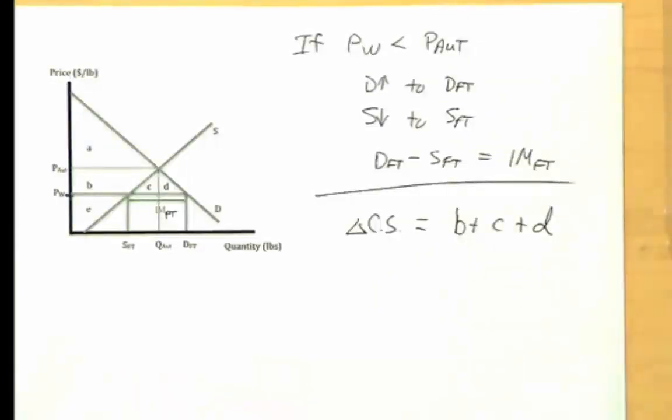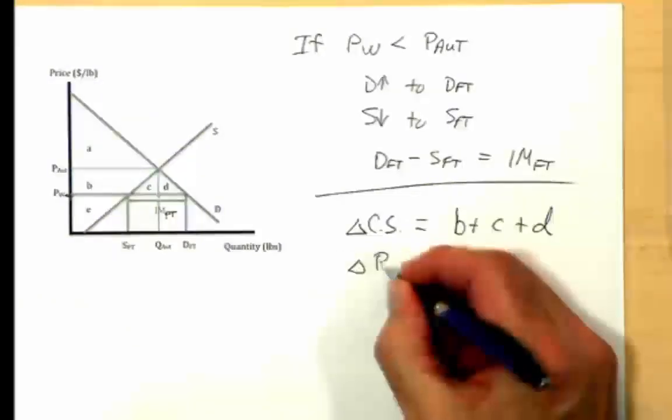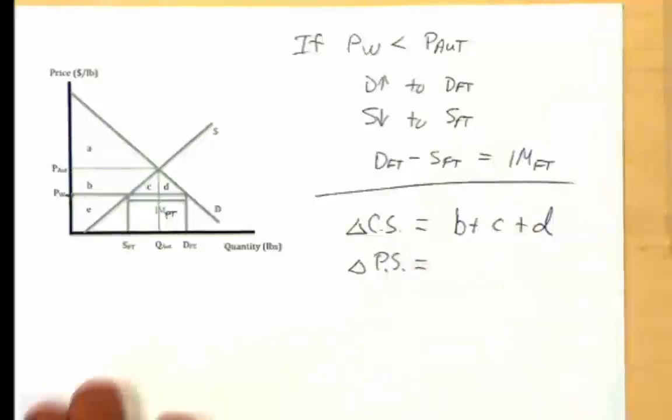Consumers are better off as a result of the lower prices and the increased quantities that they can consume of this product. So that's the first thing to note. Imports actually have some beneficial effects. But the second thing we can note, what happens to producer surplus? It's going to go down. Producers are cutting back their production. The price they're receiving is lower.